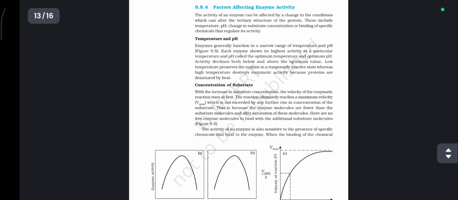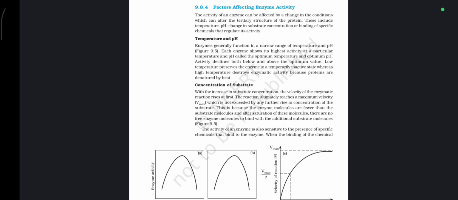Concentration of substrate. With the increase in substrate concentration, the velocity of the enzymatic reaction rises at first. The reaction ultimately reaches a maximum velocity, Vmax, which is not exceeded by any further rise in the concentration of the substrate. This is because the enzyme molecules are fewer than the substrate molecules, and after saturation of these molecules, there are no free enzyme molecules to bind with the additional substrate molecules.